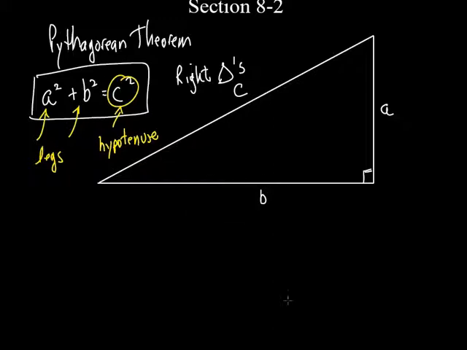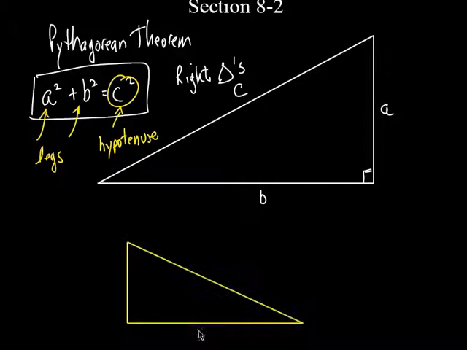Let's do a quick example. What if I give you a right triangle right here, and I said that this is 3 and this is 4, and then I asked you to solve for C. All right, let's do that very quickly. So remember, it's a squared plus b squared. It's the sum of the squares of the two legs. That means I'm going to square both legs and add them up. And that equals the hypotenuse squared, which is c squared.